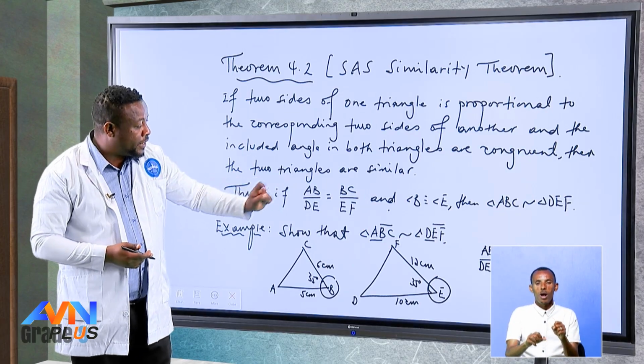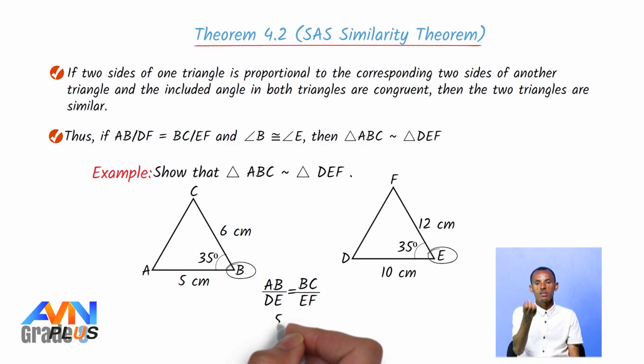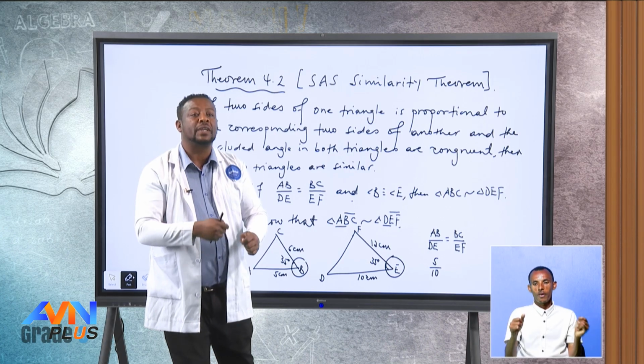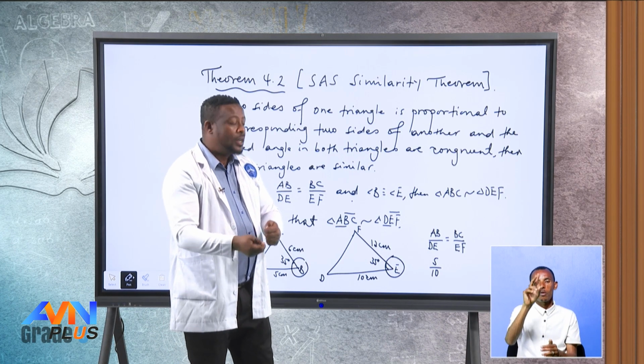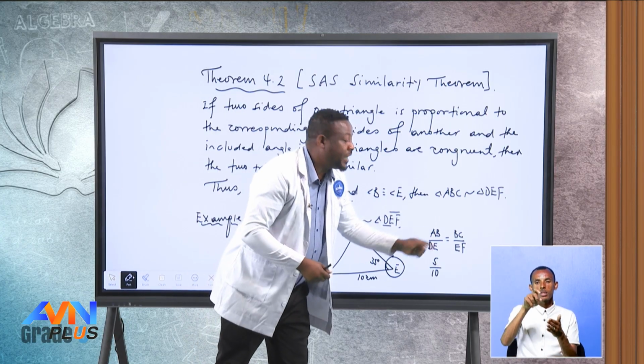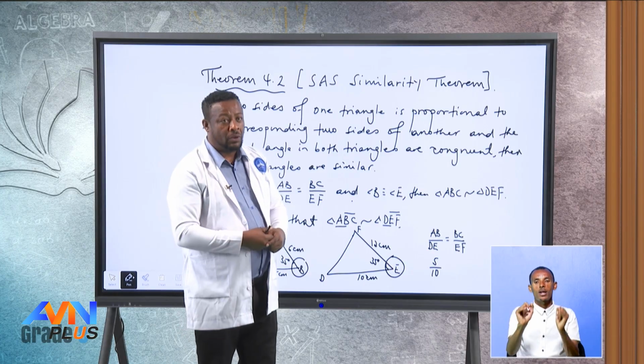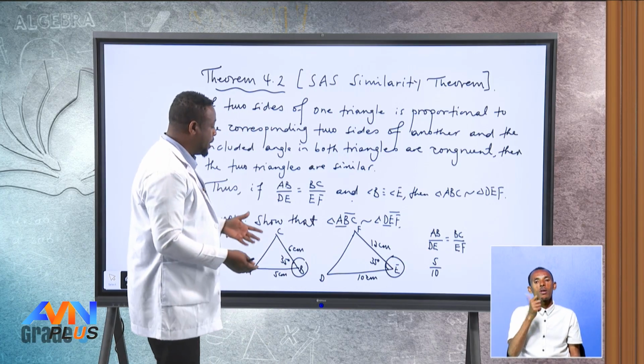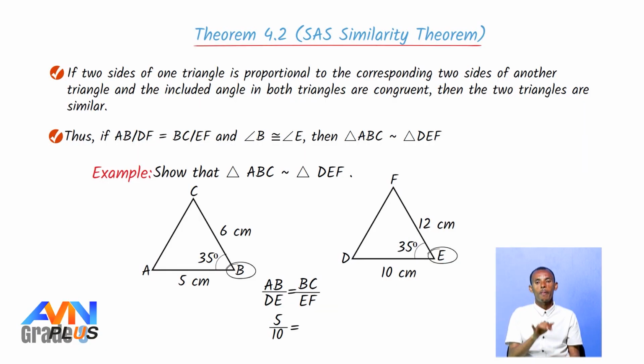So as you can see here, AB is 5, and DE is 10, okay? The simplified form of 5 over 10 is 1 over 2, as you can check. BC over EF must also be 1 over 2. Otherwise, these two triangles are not similar. So BC is 6, and EF is 12, okay? Clearly, these two fractions are the same. If you write these numbers in their simplified form, both of them are 1 over 2.